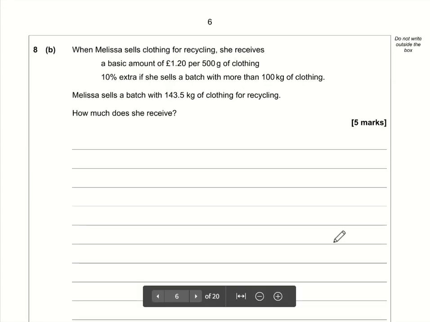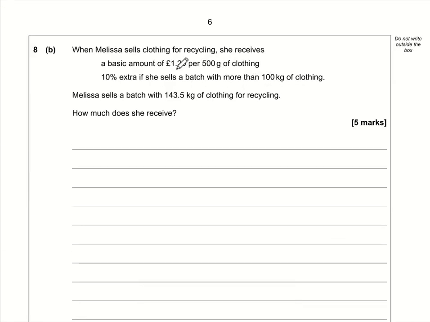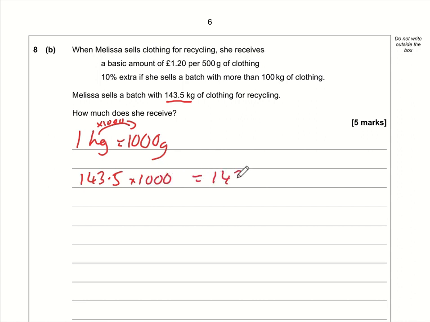Okay, so on to part B. So Melissa is paid £1.20 per 500 grams. So if she's selling a batch with 143.5 kilos, probably easier if we turn this kilo amount into grams. Now, hopefully you know that a kilo is 1,000 grams. So when we're converting kilos to grams, we are multiplying by 1,000. 143.5 multiplied by 1,000 is 143,500, and we want to work out how many 500s go into 143,500.